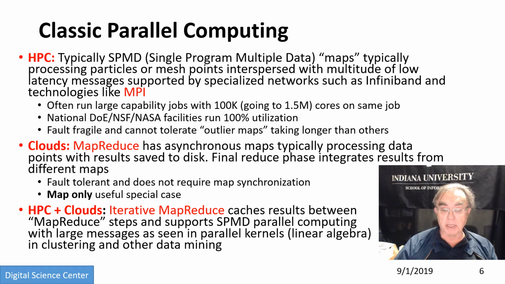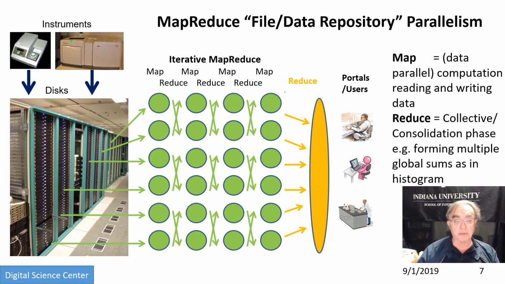We then pointed out that iterative MapReduce fell between those two limits. They take MapReduce and cache results in between steps. And they support the same single program, multiple data programming model, which you use in parallel kernels like linear algebra, clustering, and other data mining examples. So we have a relatively clear situation with clouds and HPC and technologies which are in between.